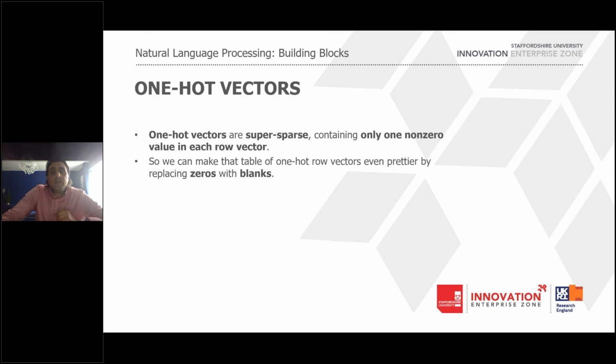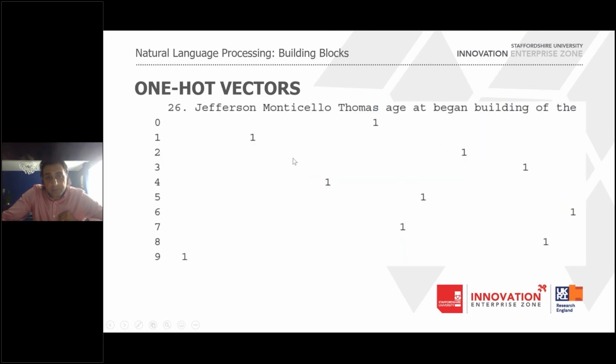You can make that table of one-hot row vectors even prettier by replacing zeros with blanks. This is the example here. As you can see, the columns at the top include all the words in our vocabulary. For example, in this sentence Thomas appeared, and if you replace zeros with blanks, this means 26 did not appear, Jefferson did not appear, and so on. And so on for the next one. You can see only one will appear.